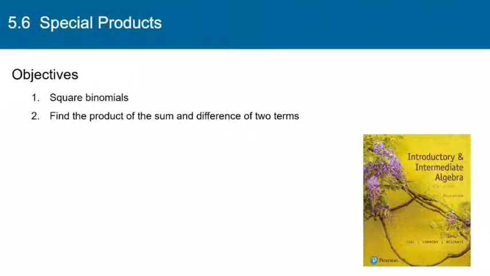Today we're in section 5.6 talking about special products. Now we learned in the last section how to multiply a binomial times a binomial using the FOIL method, but there are some binomial multiplication problems that follow a particular pattern, and instead of using the FOIL method we can take a little shortcut to the answer if we recognize the pattern. So today I'm going to show you how to square binomials, and we'll also talk about how to find the product of a sum and difference of the same two terms. Let's go ahead and jump in.